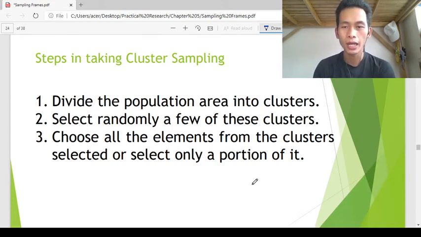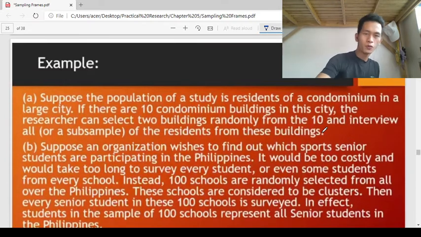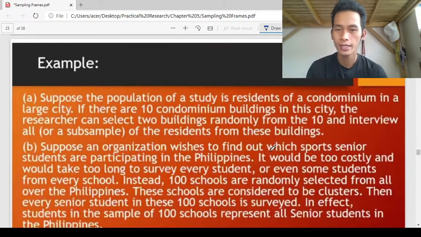Divide the population area into clusters. So you are going to divide it according to the number of clusters. Select randomly a few of these clusters. And choose all the elements from the selected clusters, or select only a portion of it to represent the entire cluster. Example, suppose the population of a study is residents of a condominium in a large city.